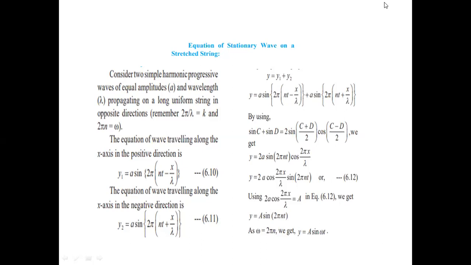We can also write this equation as y is equal to capital A sine of omega t, because omega is equal to 2 pi n. Now the final equation y is equal to capital A sine of 2 pi nt is nothing but the equation of a stationary wave, which gives the resultant displacement due to two simple harmonic progressive waves.